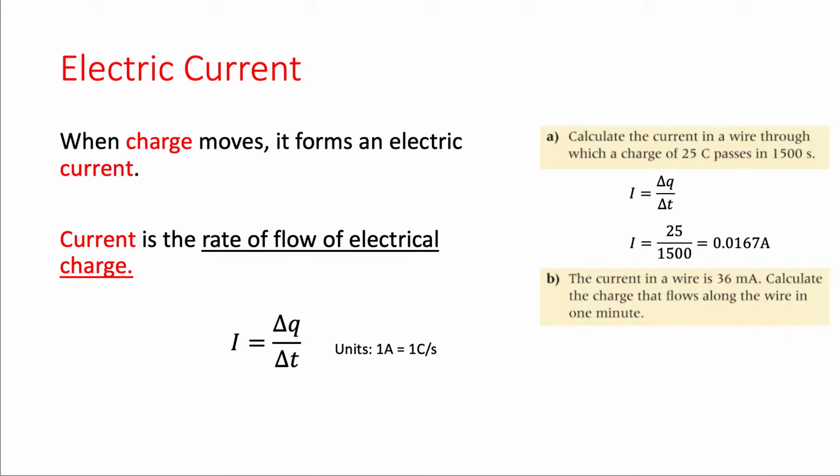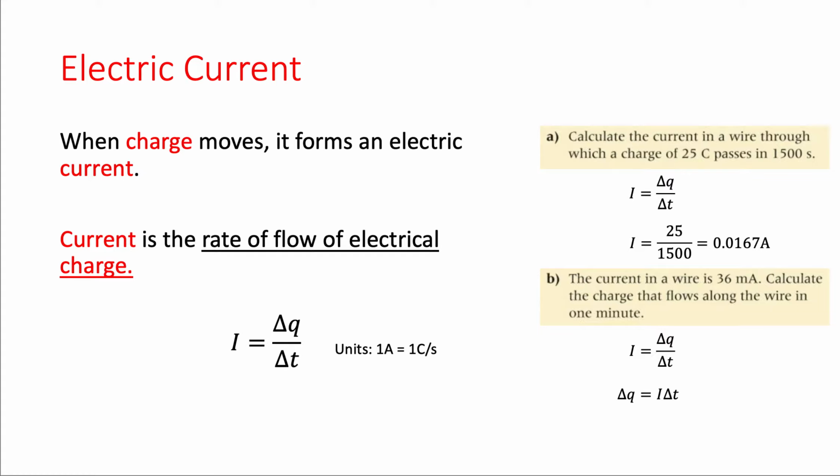Our second question is slightly different. We're given the current, 36 milliamps, that's 36 times 10 to the minus 3, and we want to calculate the charge flowing along the wire in 1 minute. Well, we'll start from the base equation, I equals delta Q over delta T, and we can then rearrange so that delta Q is I times delta T, and this is something which you are asked to do quite often. A multiplication rearrangement should be fairly simple for IB level.